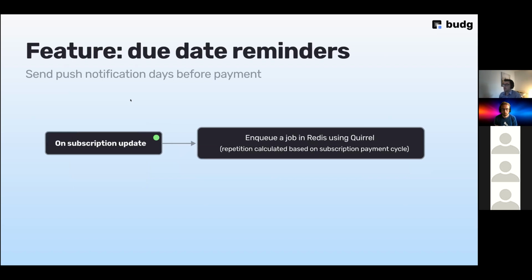Another feature that is interesting to dive into is the due date reminders that I talked about in the mobile part, which is sending push notifications the day before subscription payments. Basically the way it works is that on subscription update, if the user decided to turn on the reminder, it's enqueuing a job using Quirrel, and it's saved in Redis. The cron repetition is calculated based on the payment cycle. And then each time the job is processed, it's sending the notification to the user device tokens.